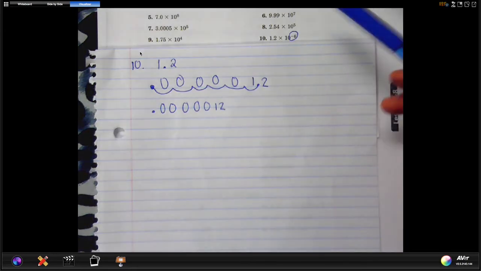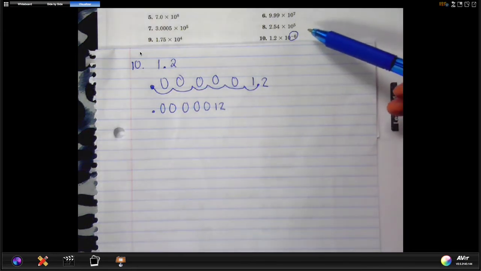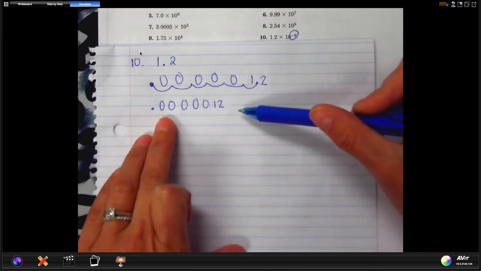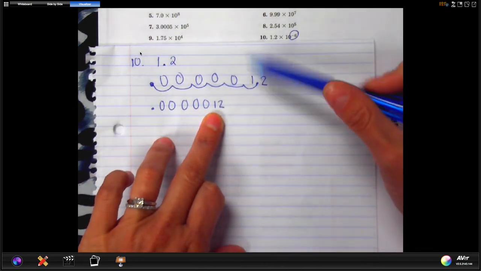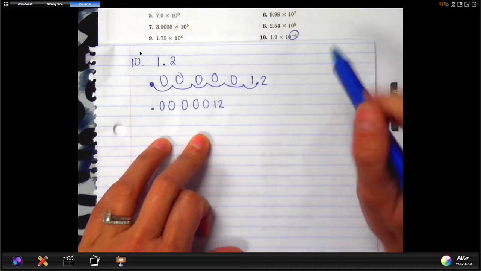So the idea is, if it's negative, we're moving it out to the left because we need it to be a small decimal. If it's positive, we're going to move it out to the right to get it to be a big number.